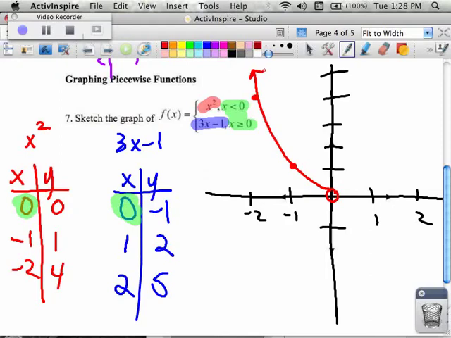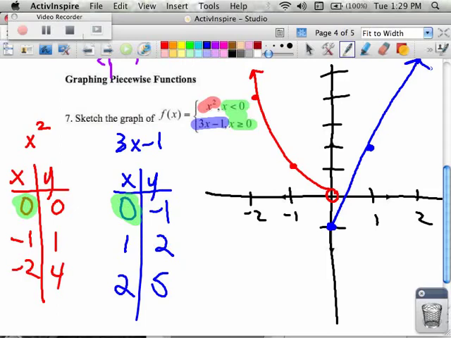In the blue, on the other hand, since there was the condition x greater than or equal to 0, I can put a solid dot at 0, -1. So I do that. And then I have another dot at 1, 2, and another dot at 2, 5. And this is a line, as you can see, going up and to the right. And this is a graph of my piecewise function.